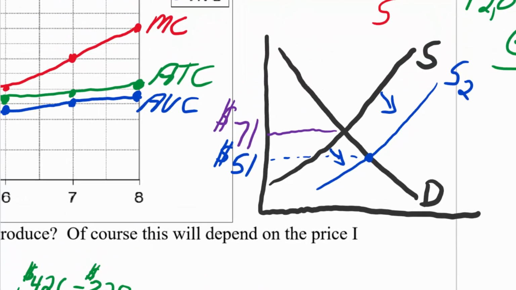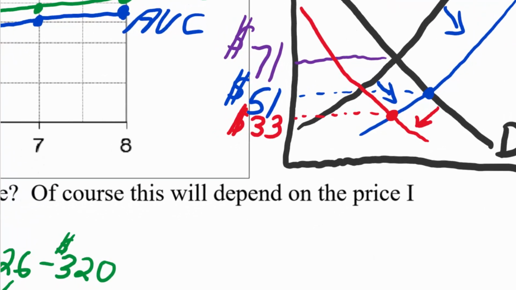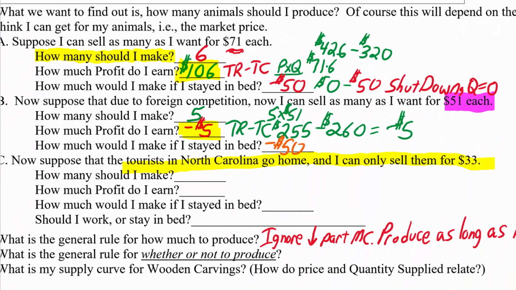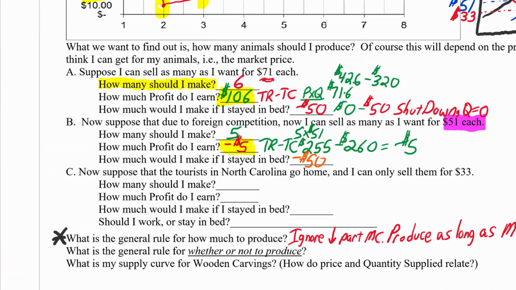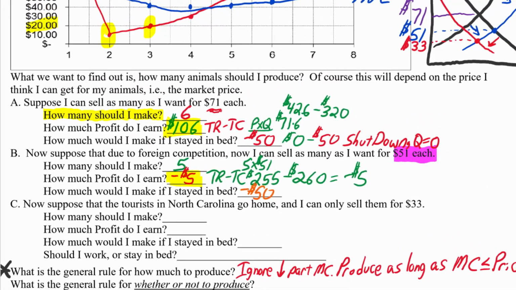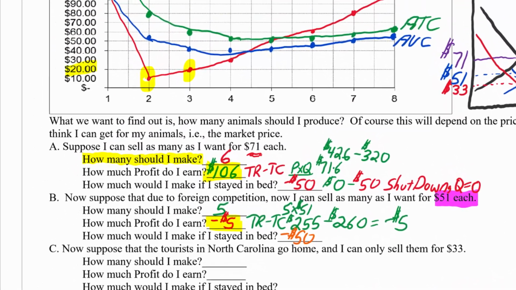What's going on in our supply and demand diagram? Well, when there are fewer people wanting to buy these things, the demand is going to decrease. And now the market price has fallen even further to $33. So now we have to decide, what should we do? Well, let's follow our rule. And our rule says ignore the downward sloping part of the marginal cost curve and produce as long as the marginal cost is less than or equal to price.